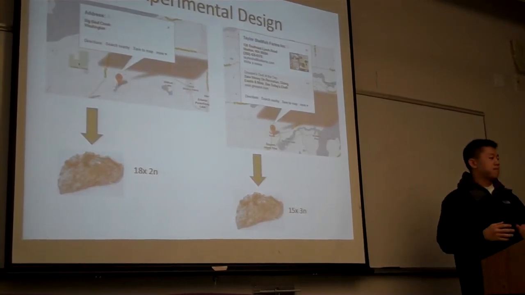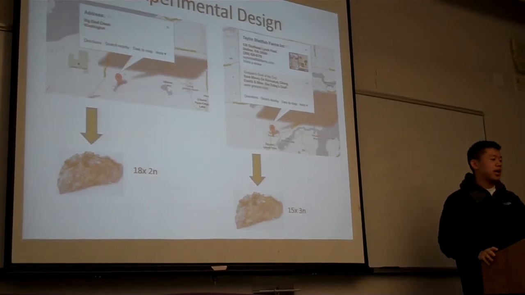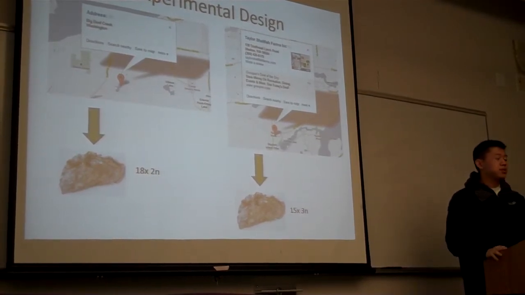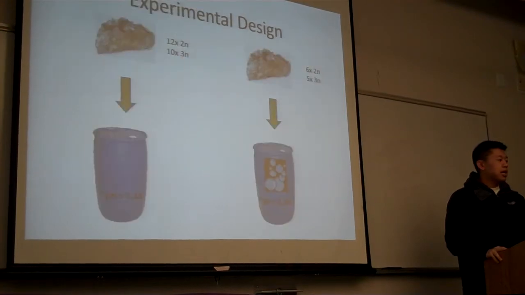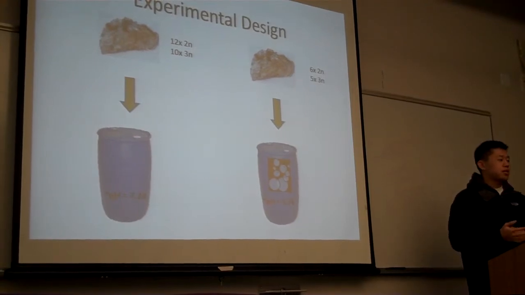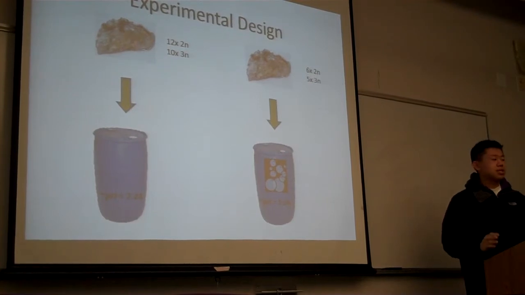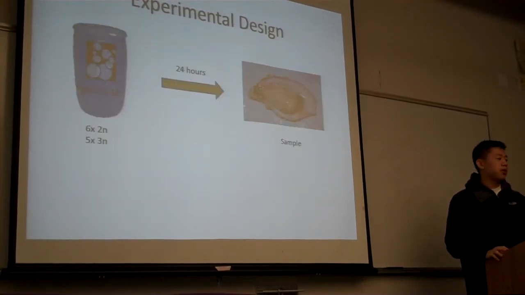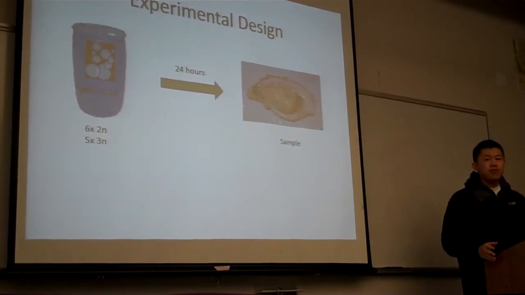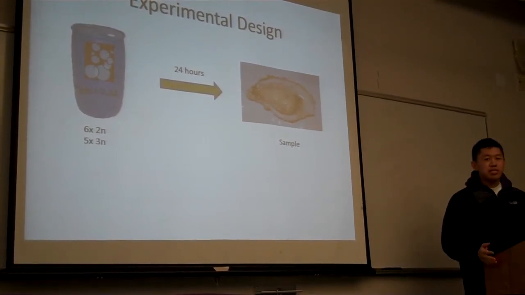Then we set up those tanks and got oysters. We got 18 diploid oysters from Big Beef Creek, Washington, and 15 triploids from Taylor Shellfish Farms. We split them up accordingly, where we put 12 diploids and 10 triploids into the control group, and 6 diploids and 5 triploids into the carbonated seawater. After 24 hours in the carbonated seawater conditions, all the oysters pretty much died, so we sampled them.